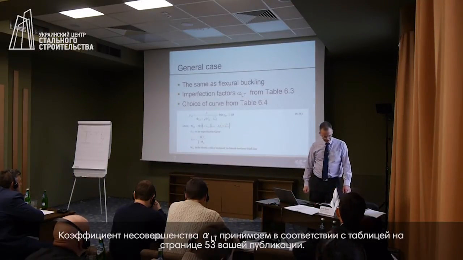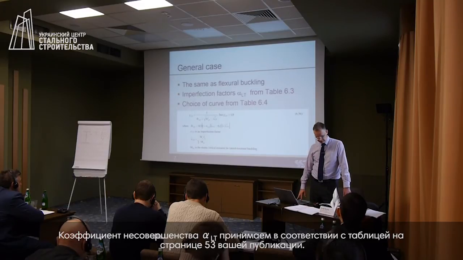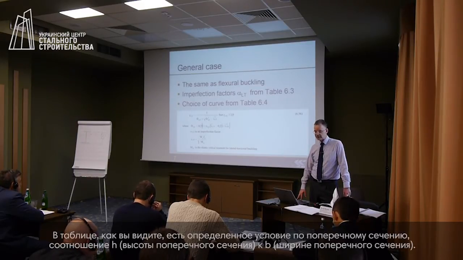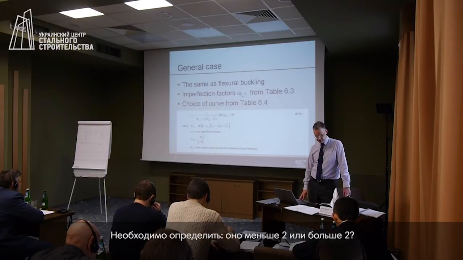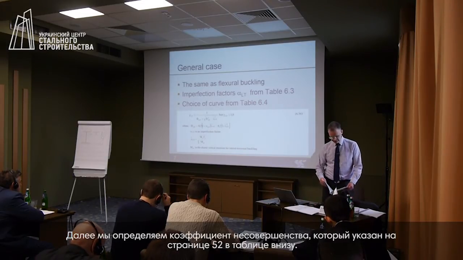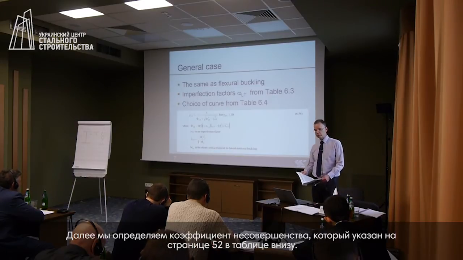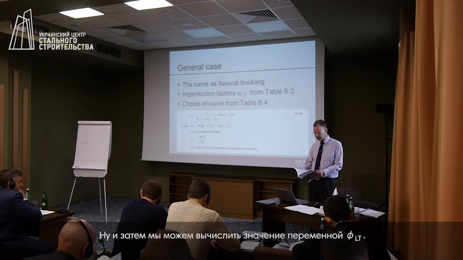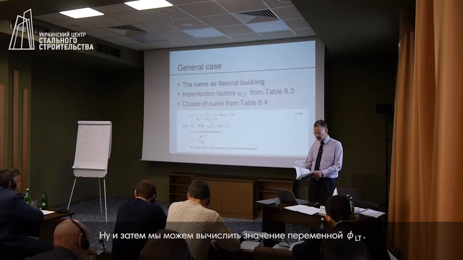The imperfection factor alpha LT comes from the table at the top of page 53 of your guide. So there is a simple test depending on the H over B ratio. Is it smaller than 2 or is it larger than 2? Then we would extract the imperfection factor from the table at the bottom of page 52, and then we can start to calculate the intermediate value phi LT.